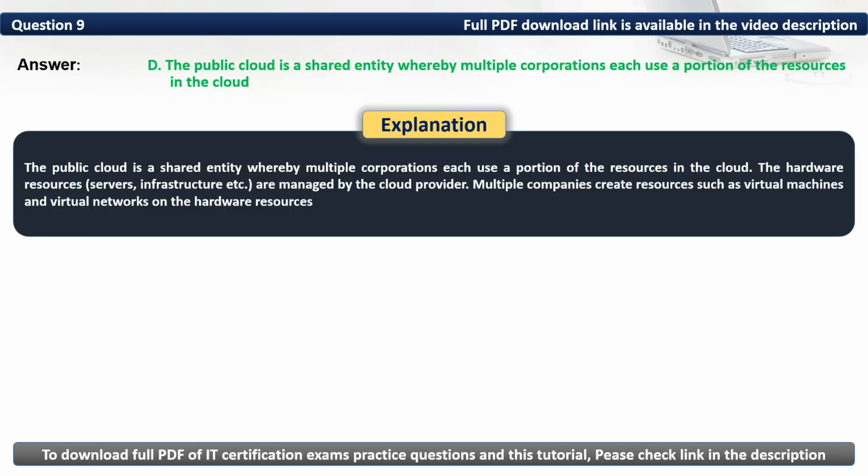The public cloud is a shared entity whereby multiple corporations each use a portion of the resources in the cloud. The hardware resources are managed by the cloud provider. Multiple companies create resources such as virtual machines and virtual networks on the hardware resources.